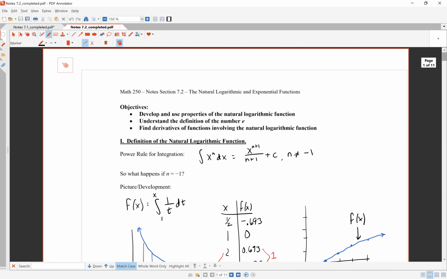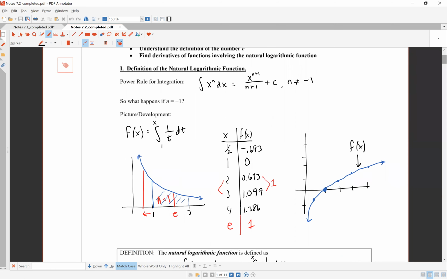Okay, so here's a kind of theoretical basis for this. Let's say we define this function to be the area under the curve. Let's just look at the area from 1 to x under the curve 1 over t. So e is the number where the area from 1, like in this shaded region right here, it's already shaded. I'll shade it in some more.